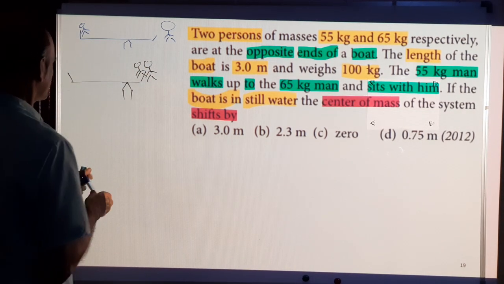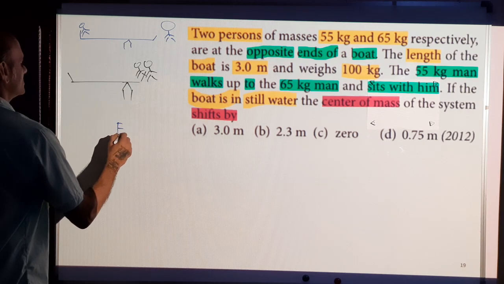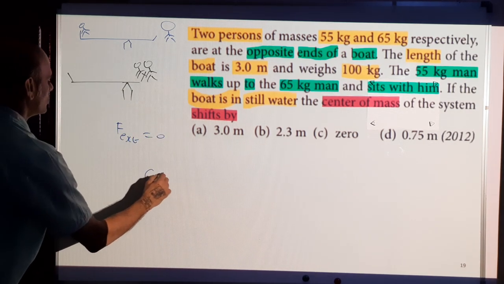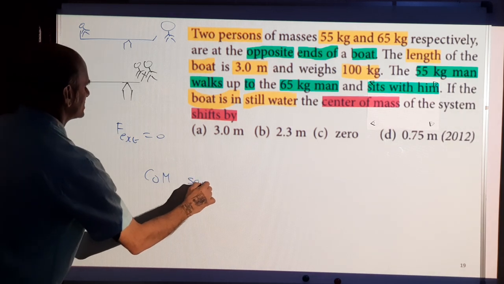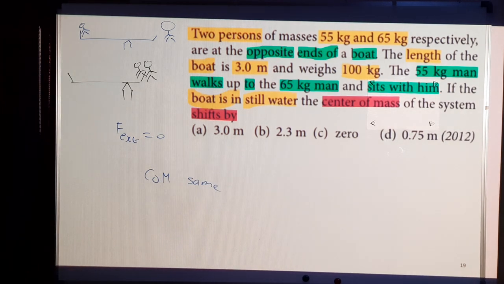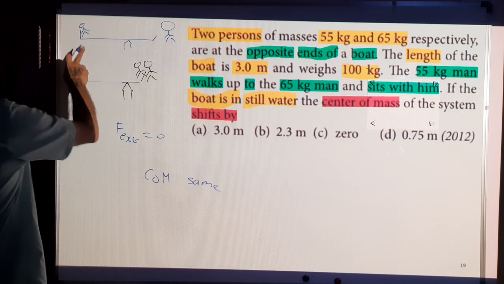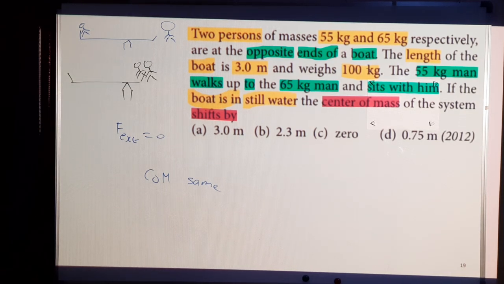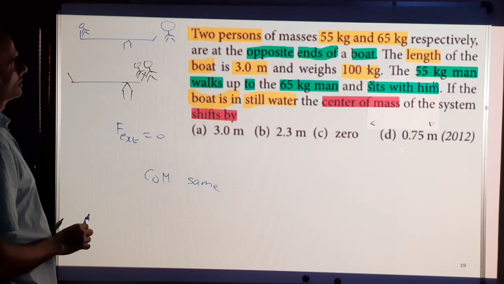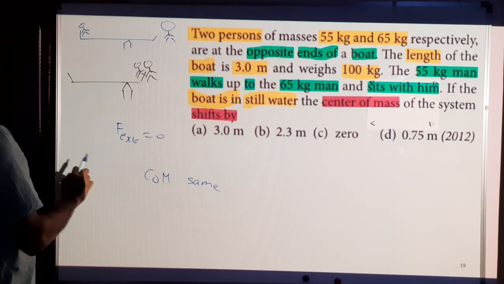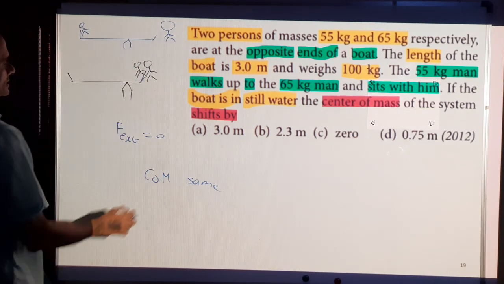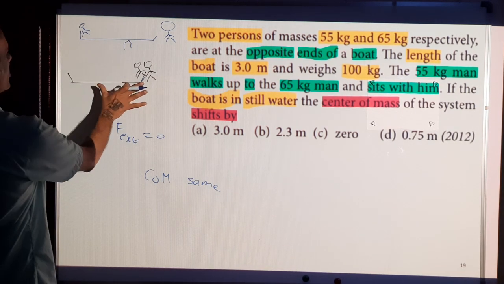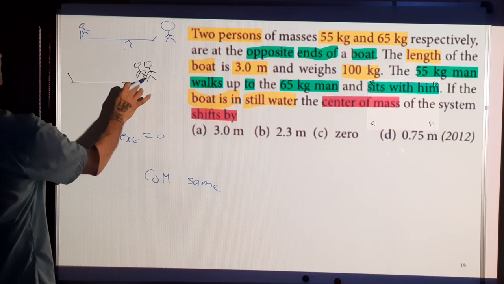See the center of mass location: if the external force acting on the system is 0, the center of mass will not move. It will be the same. Here, when the person is walking, there will be a force between this person and this board, which is an internal force. The system is the two persons and the board. Since there is no external force acting on the system, the center of mass will not move. So the location of the center of mass will be the same, and the board would have moved like this to keep the center of mass at the same location.